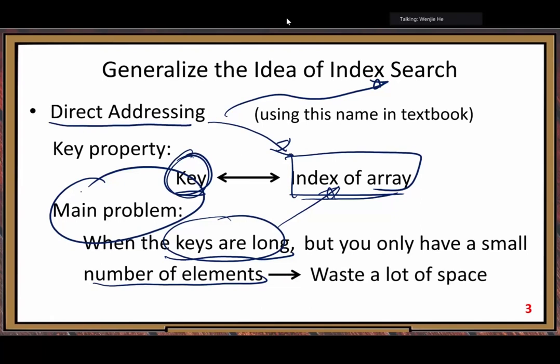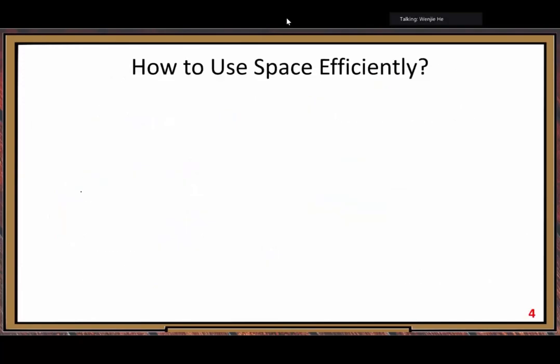How to fix it? Next, we want to look at the simple idea. The fixing idea is very simple. So let's learn how to use space efficiently. The key is too long. The question is how to make long keys short. If you can make long keys short, then you can use this method, right? You create an array with these keys as array indices. Then you won't waste a lot of memory space. That's a quick fix, right?